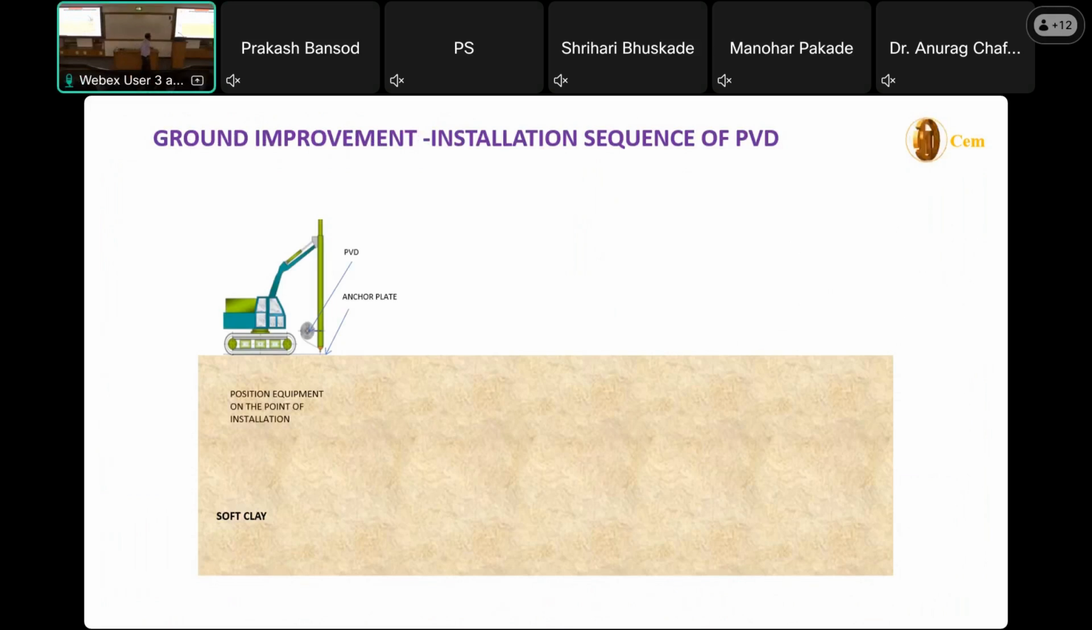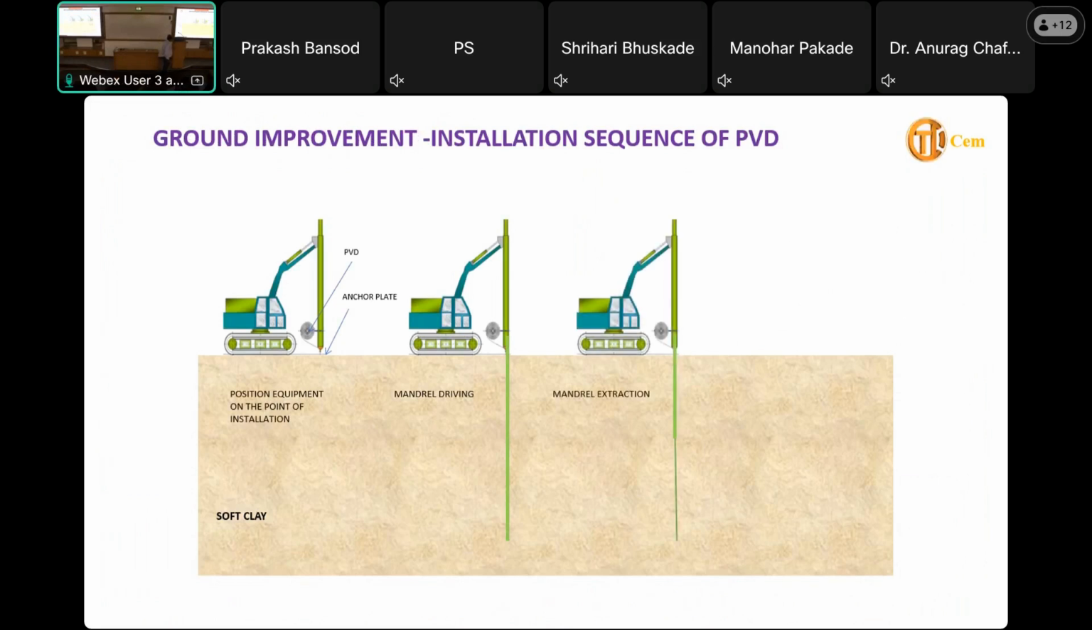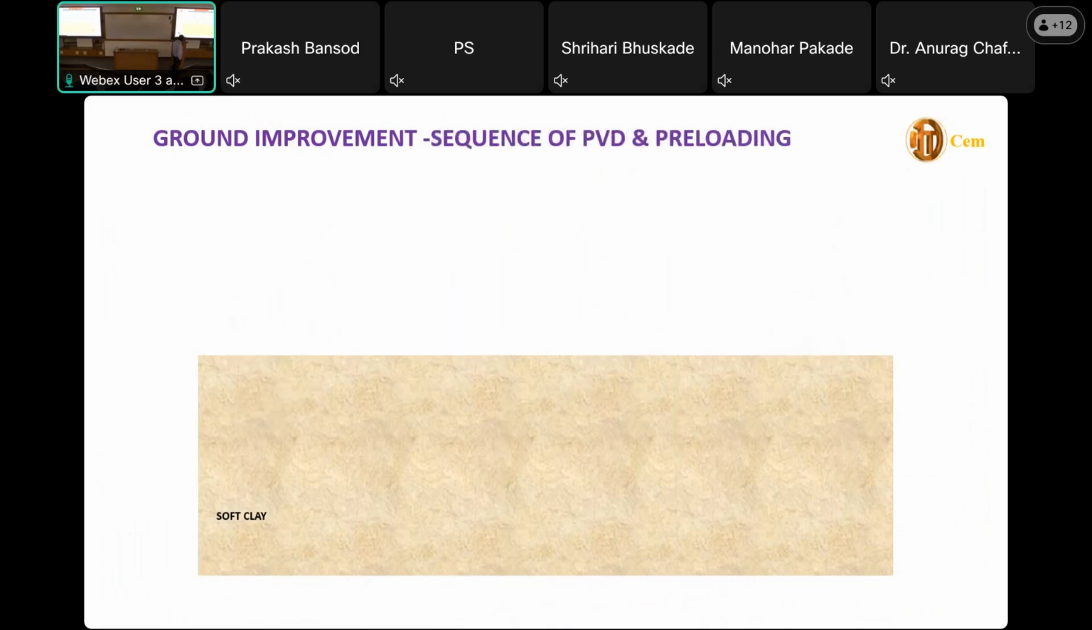This is the installation sequence of PVD. First, we put the rig, then we put the mandrel down. Inside the mandrel is the PVD with the bottom anchor plate or anchor rod. Once it goes down, we cut the PVD at the top and take the mandrel out. This is the particular PVD installation sequence.